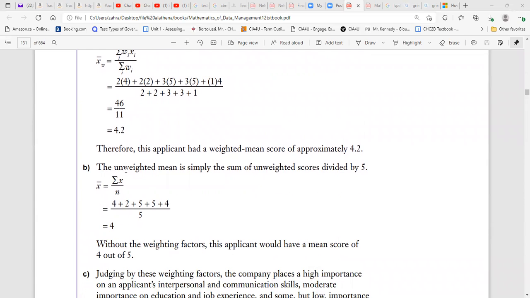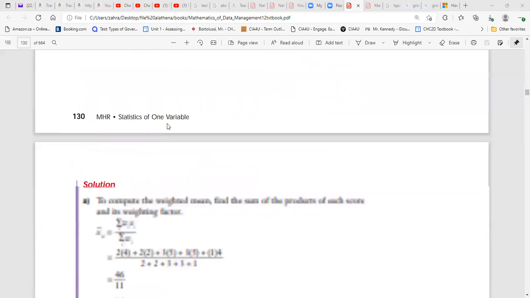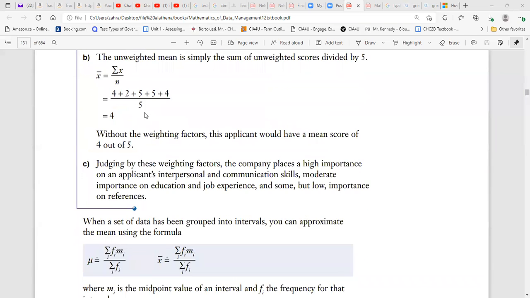The unweighted mean is simply the sum. If you want to do unweighted, let's say that we don't have any weights for these scores. You just simply add them and divide by 5, since there are 5 of them, and it's going to be 4.